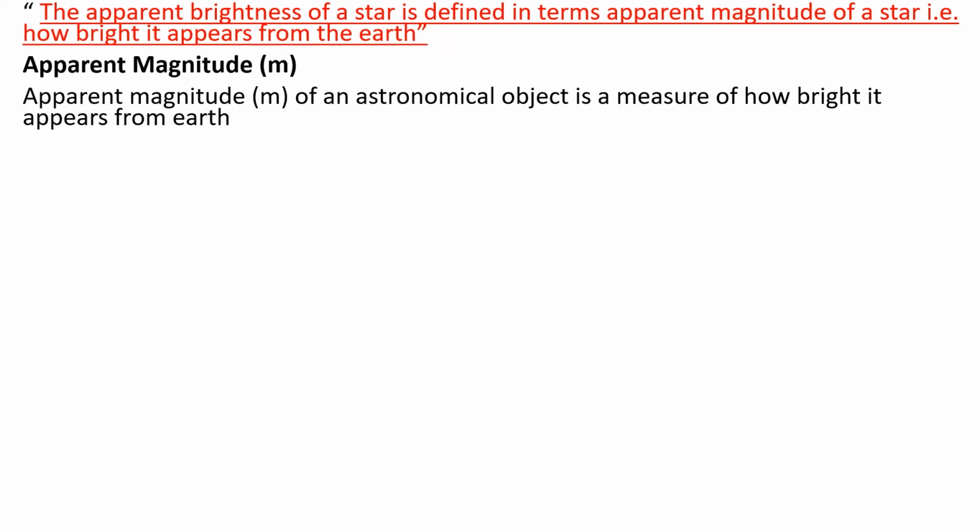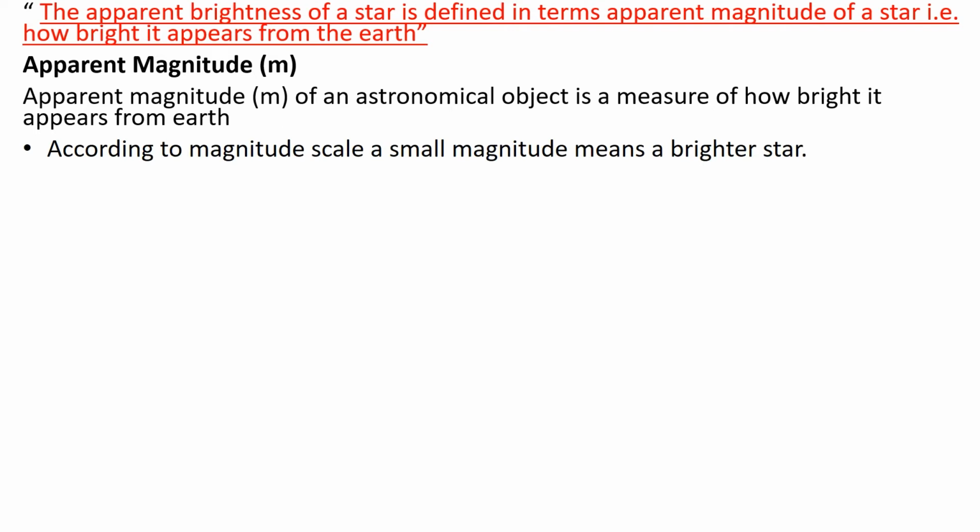The apparent brightness of a star is defined in terms of the apparent magnitude of a star, that is, how bright it appears from the Earth. You can write this as the definition of apparent brightness. So let's discuss what apparent magnitude is. Apparent magnitude, denoted by m, of an astronomical object is a measure of how bright it appears from Earth.